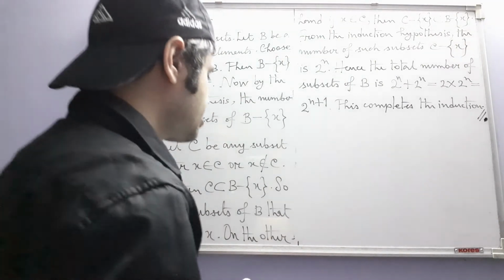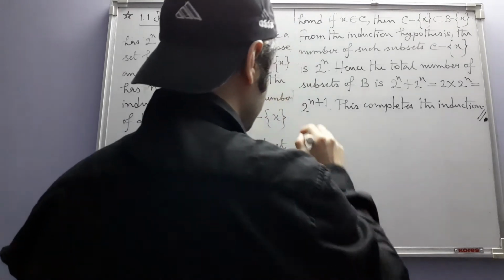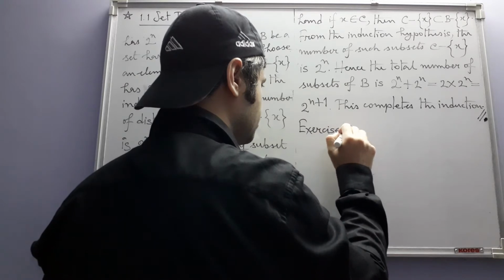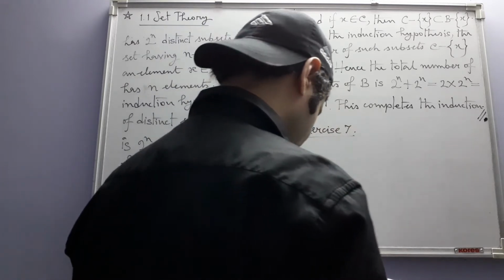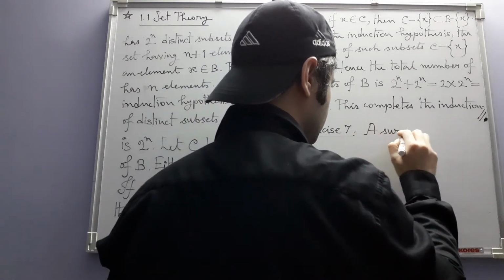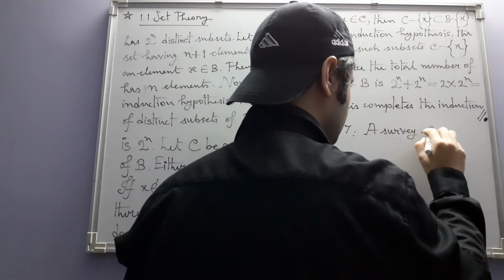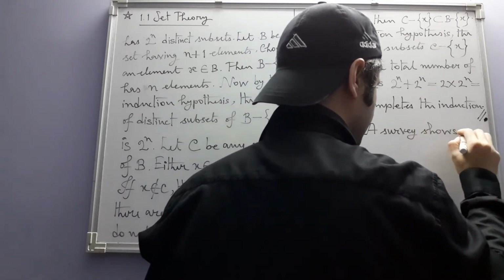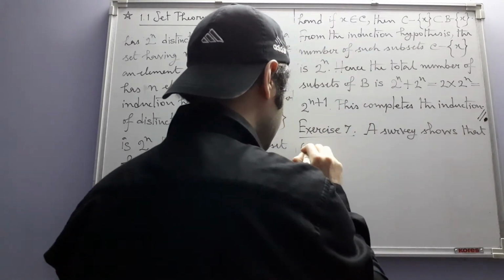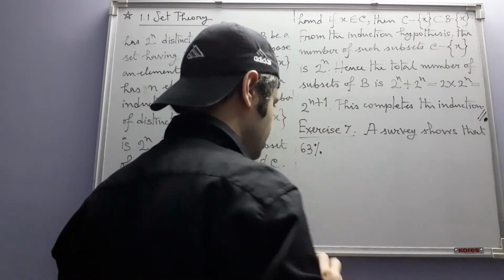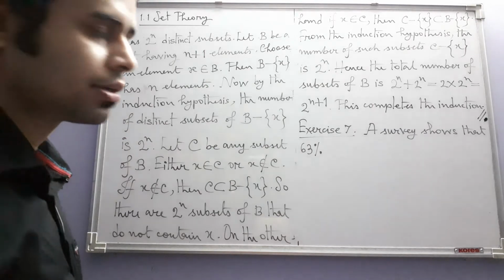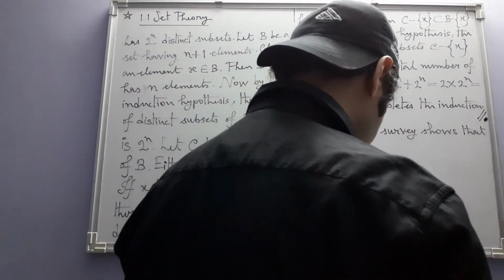Okay, so this was the 6th exercise. Now the 7th one. A survey shows that 63%, this is the type of problems that you see in a school book. Nevertheless, it's also a problem and we should be able to solve it.